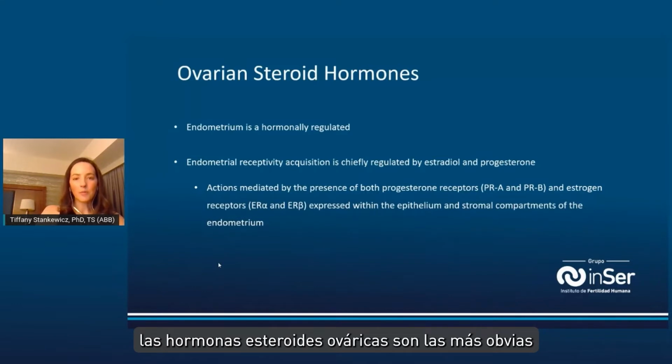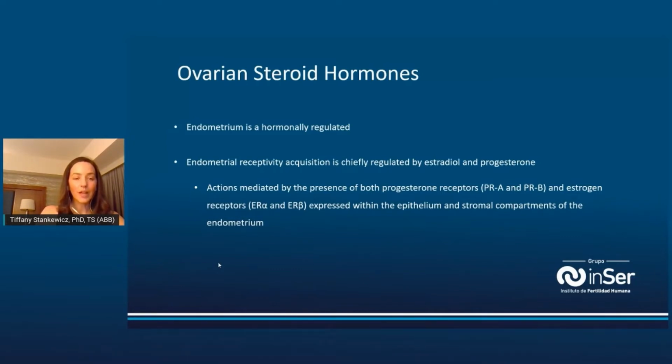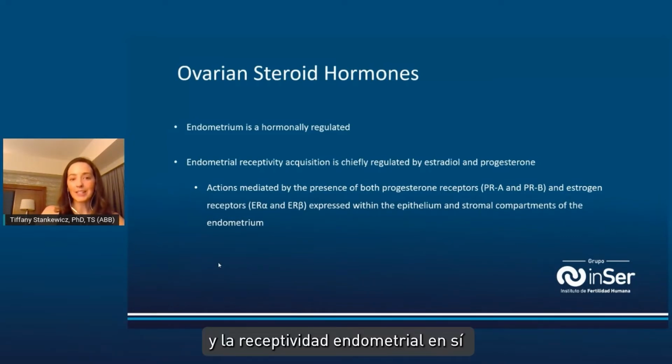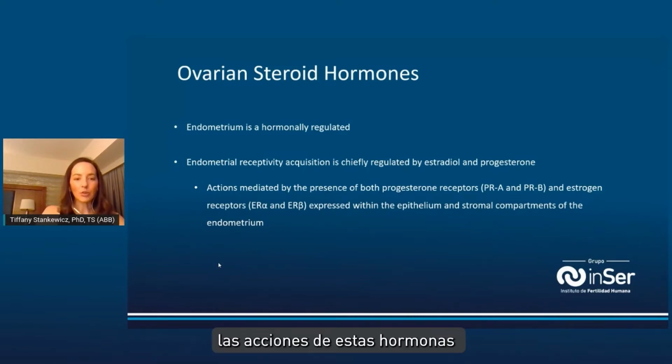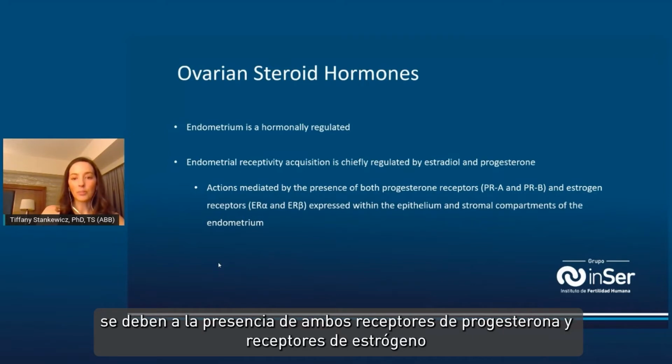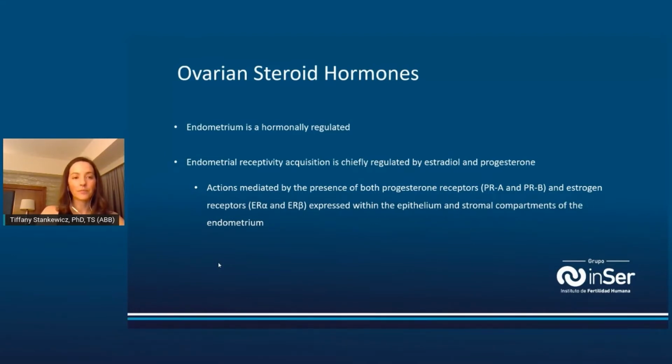Ovarian steroid hormones are the most obvious. We know that the endometrium is hormonally regulated tissue, and endometrial receptivity itself is chiefly regulated by estradiol and progesterone. The actions of these hormones are due to the presence of both progesterone receptors and estrogen receptors expressed in the epithelial and stromal compartments of the endometrium.